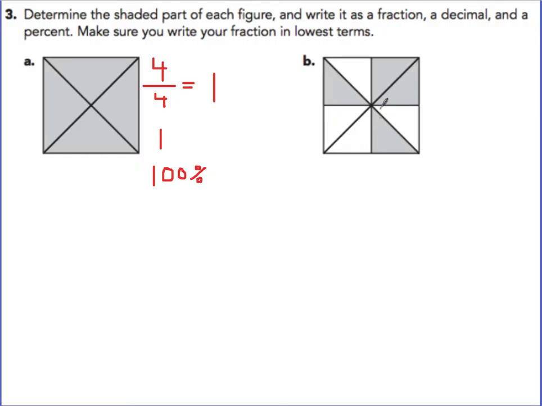All right, next one. Think about this one being shaded, and then we have 4 out of 8, and that simplifies to 1/2. Okay. If I do 1 divided by 2, I get 0.5, so that's my decimal. And as a percent, move that decimal over 2 spaces to the right, so I get 50%.